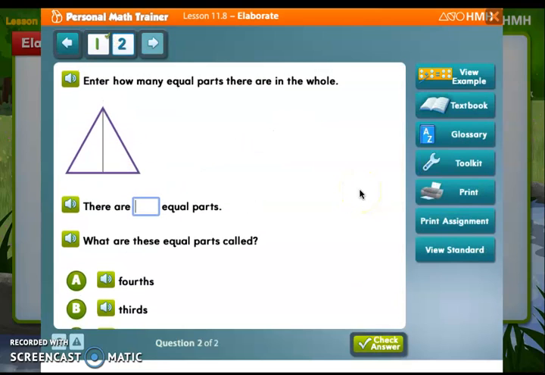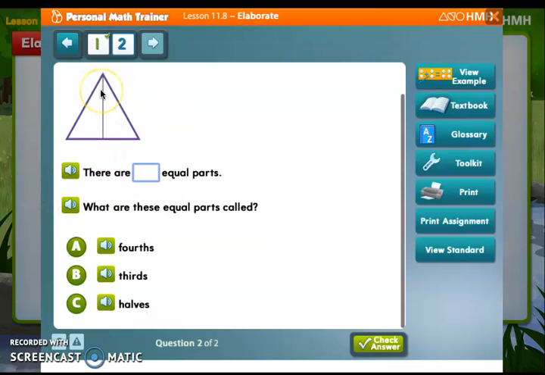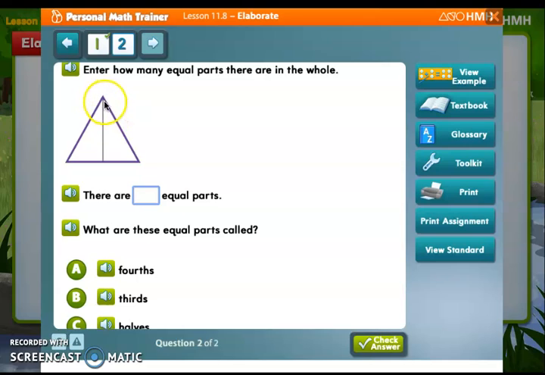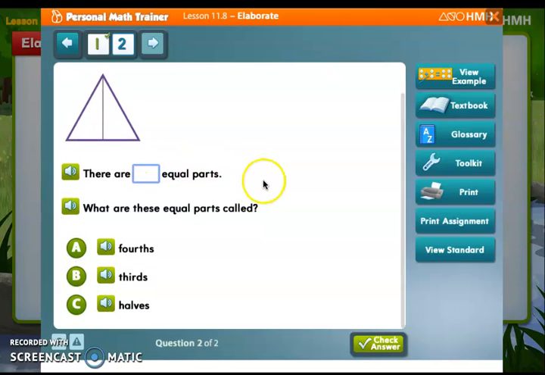So it says enter how many equal parts there are in the whole. So this is our whole here. Okay, and so I see a line going right down the middle of the triangle, and it makes 2 equal sized triangles. So when I think 2 equal sizes or 2 equal parts, I'm thinking that it's a half, right? So there are 2 equal parts.